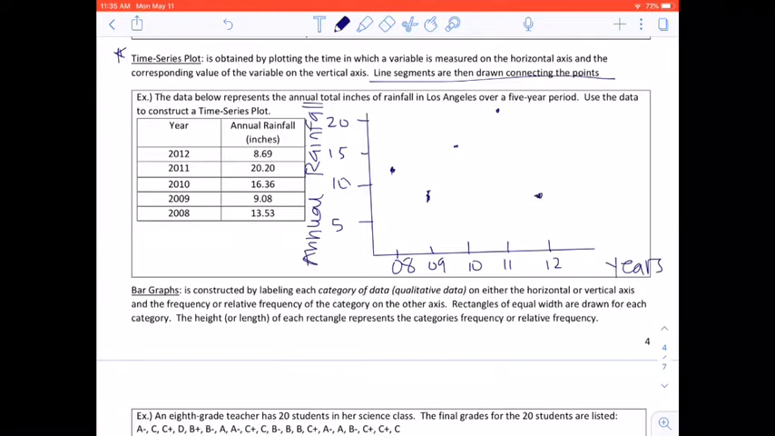So with these points, it says that you need to use line segments to connect them. So do the best you can, connecting those with line segments. And that's a time series plot.